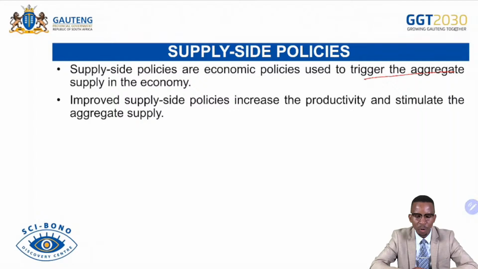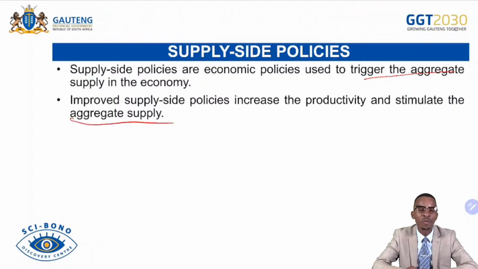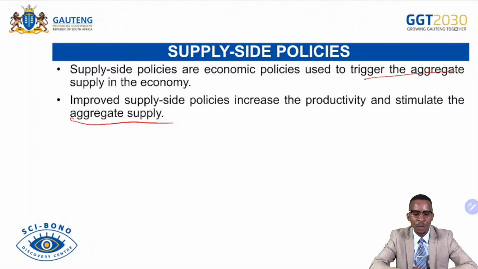Improved supply side policies increase productivity and stimulate the aggregate supply. If there has been an improved supply side, that will lead to more productivity and more supply of goods and services. Remember, if we talk about supply side measures, we refer to reducing the cost of doing business, improving the efficiency of inputs, and also improving the efficiency of markets.